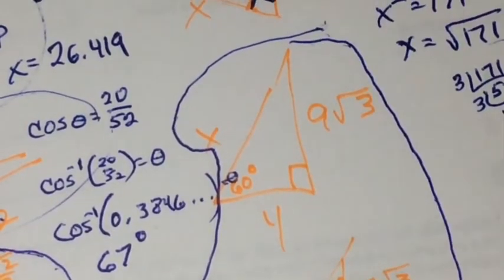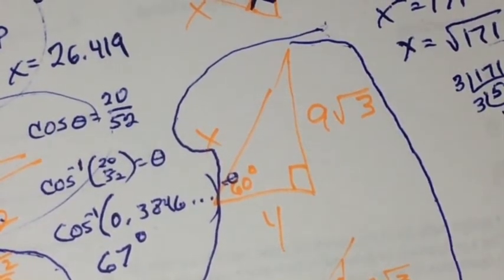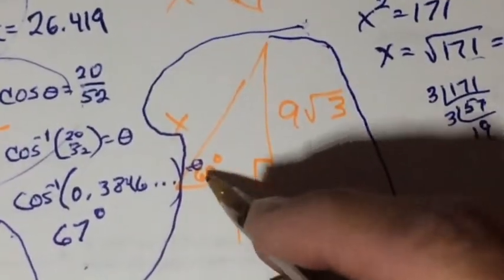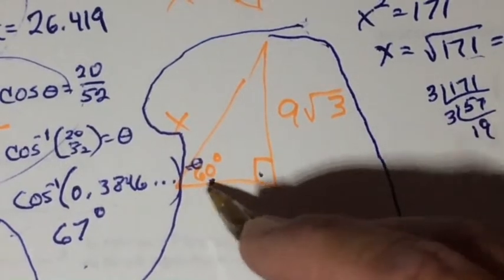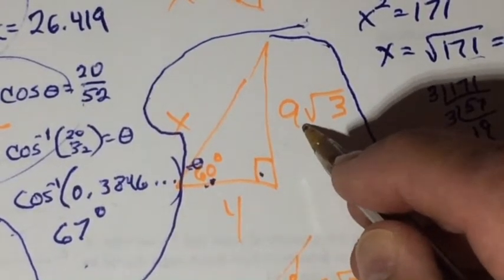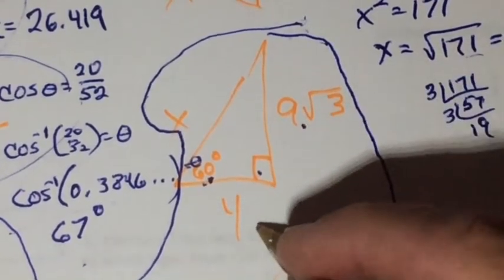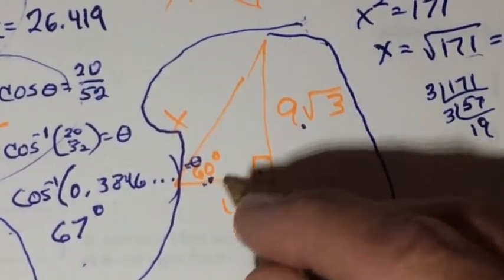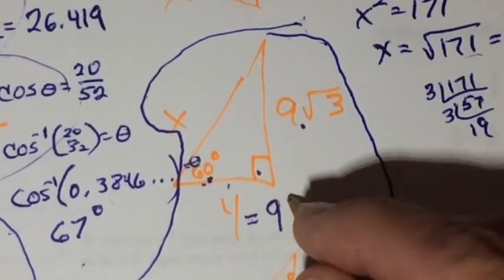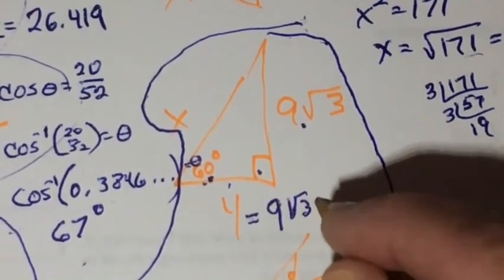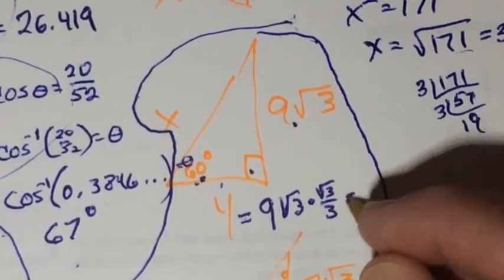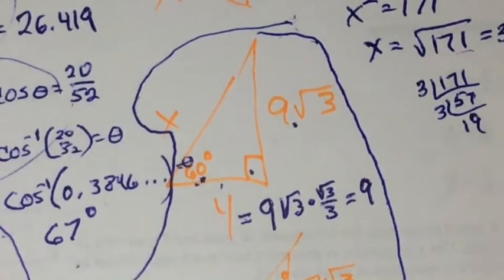But if you do, then you do. Here, for example, you have 60 degrees here. It's a right triangle. The side opposite the 60-degree angle is 9 square root of 3. In order to get the side that is opposite the 30-degree angle, you take this and you multiply it by the square root of 3 over 3. And that turns out to be 9.